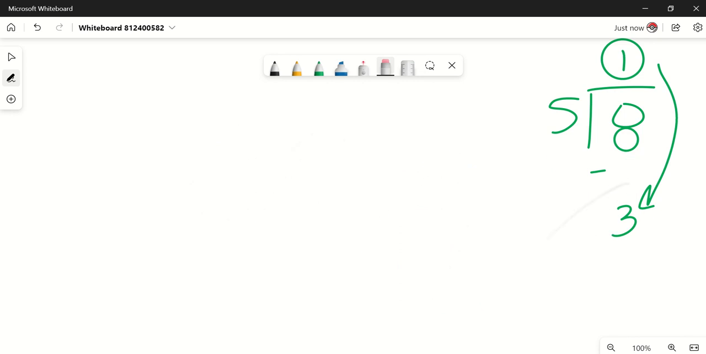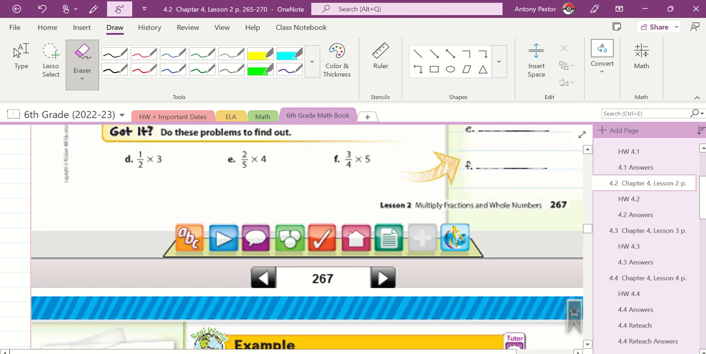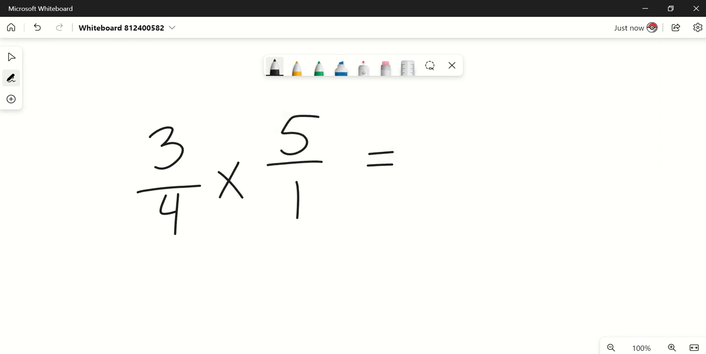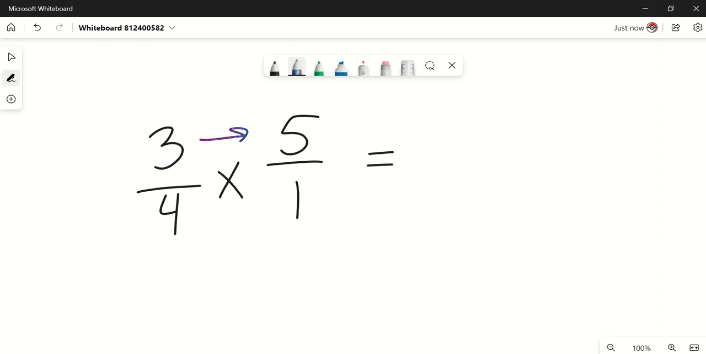And our last question for this lesson. 3/4 times 5. 3/4, and I'm going to go ahead and put 5 over 1 now. And I'm going to go ahead and multiply straight across. Let's go ahead and pick a different color for this one. Let's pick our cosmic color. 3 times 5 will be 15. 4 times 1 will be 4.